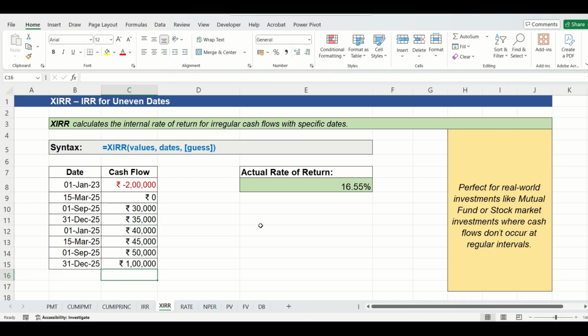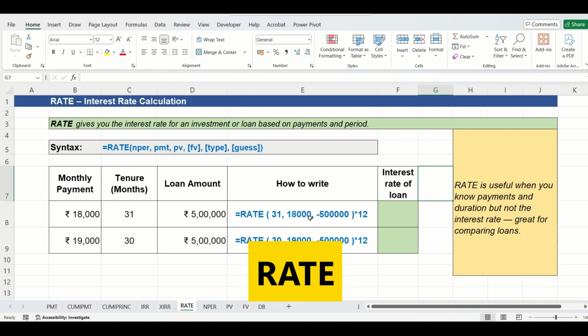So with this formula, you can actually judge an investment over another and take the right decision, because this formula is perfect for real world investments like mutual fund or stock market investments. It is very useful for you. Let's move to the next formula, which is rate. With rate formula, you can calculate the interest rate of an investment or loan based on the payments and period, and you can actually compare 2 loans or 3 loans or more than that based on the terms and conditions.